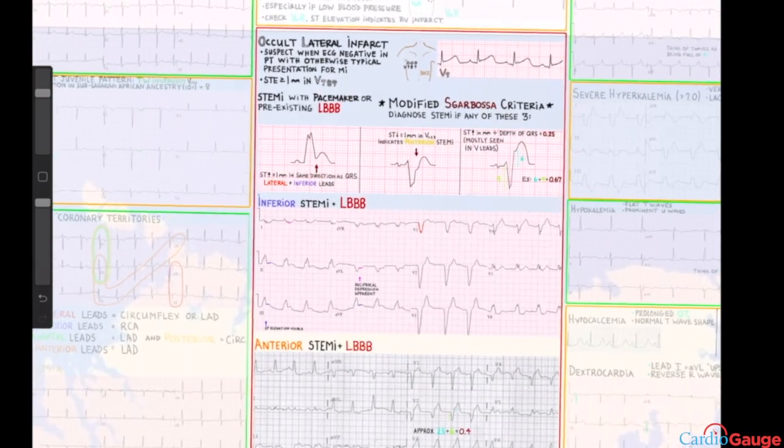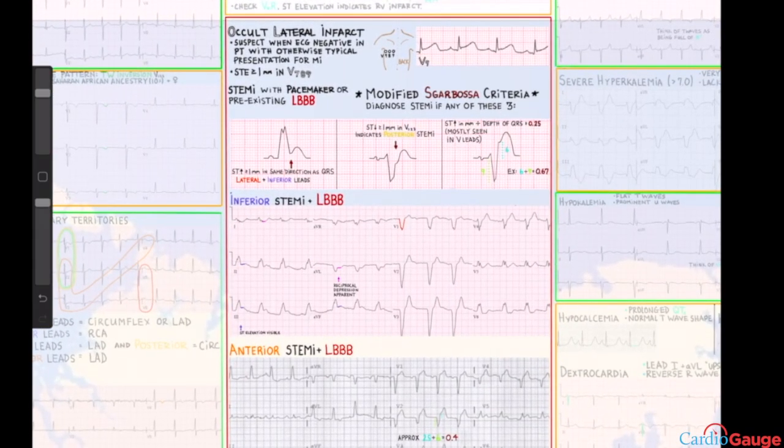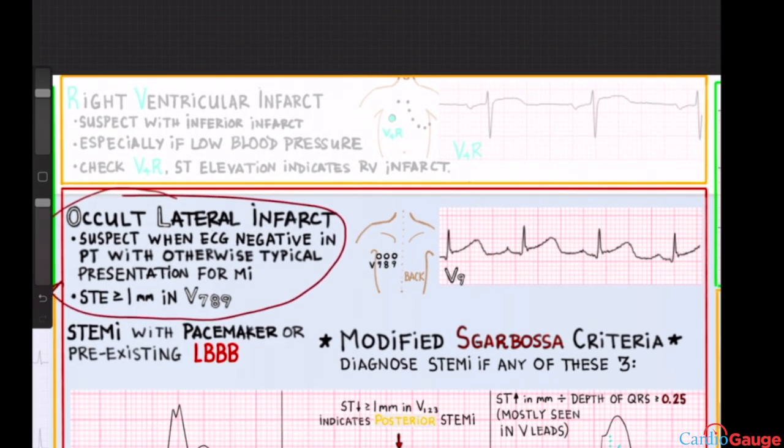Now we're going to look in the infarct section. A couple of advanced topics here. We've got up here, the first one, occult lateral infarct. This has come up a few times in my career, and once as a fellow we made a diagnosis as a result of understanding this concept. And that is that lateral infarcts are sometimes not visible on a standard 12-lead ECG, and you need to put on some bonus leads to check for ST elevation.